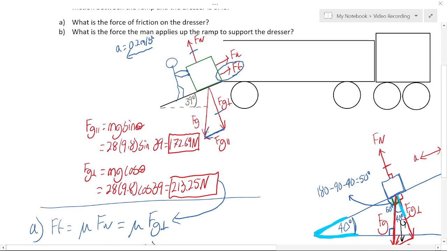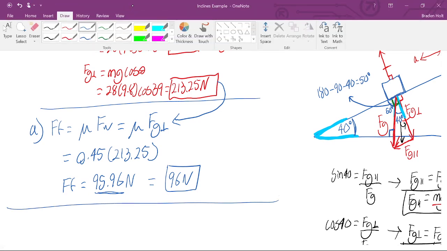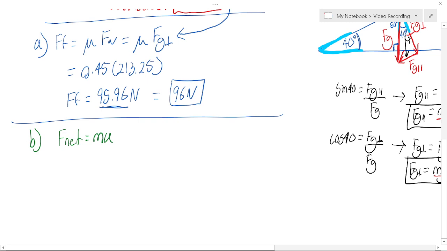Part B asks, what is the force the man applies up the ramp to support the dresser? Now, there's no formula to calculate the force that the man pushes with. We just have to use the other forces and our knowledge of the acceleration to find the answer. Now, we know, because of Newton's second law, that F net equals ma. Another way of thinking of this is the winning forces minus the losing forces is equal to ma. The winners minus the losers will always get you the net force.